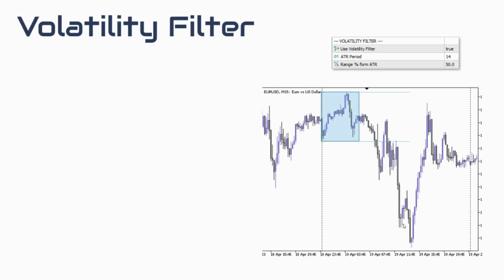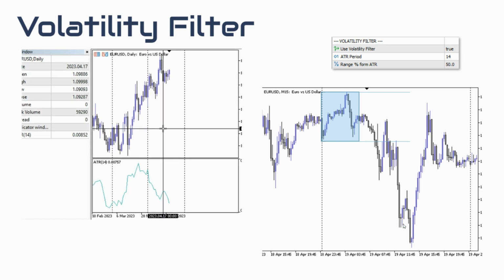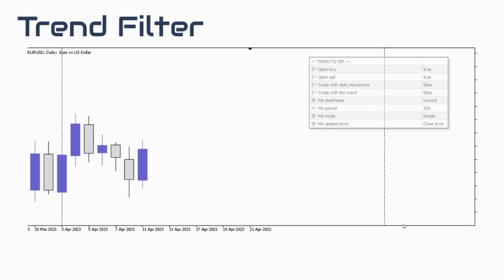Step Ahead's volatility filter will help you to compare the current range with the daily ATR. If the current range exceeds the defined percentage of the daily ATR, this means that the majority of the daily move is done, therefore, Step Ahead will keep you out of the market.